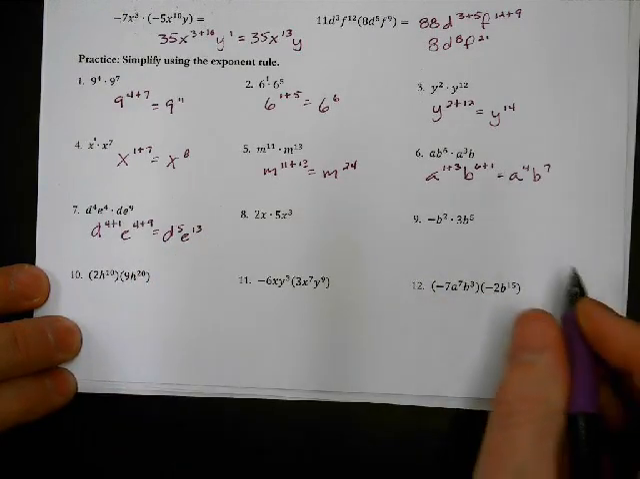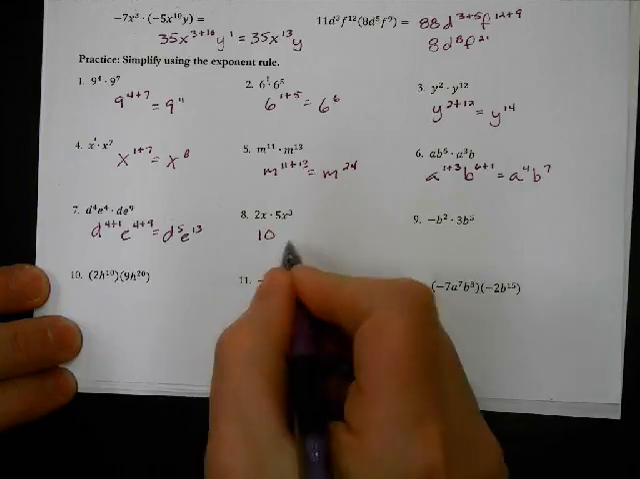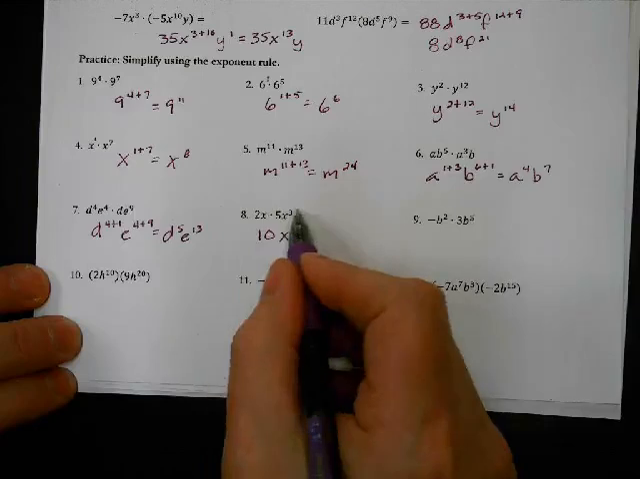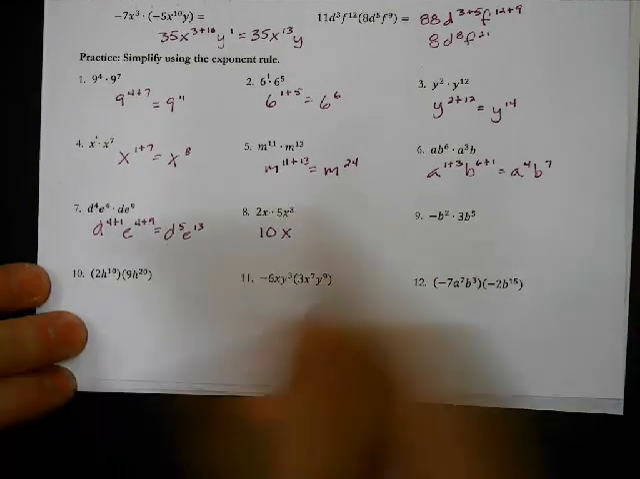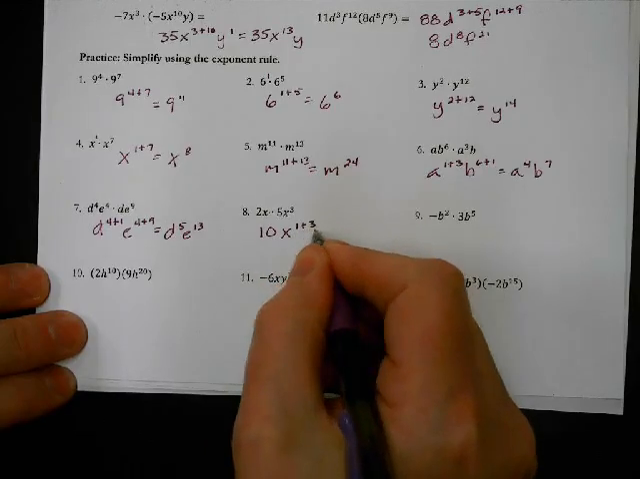Next one has coefficients. Coefficients behave normally, so I just do 2 times 5, 10. And then the exponents, like bases, we add the exponents. So 1 plus 3. So this would be 10 x to the 4th.